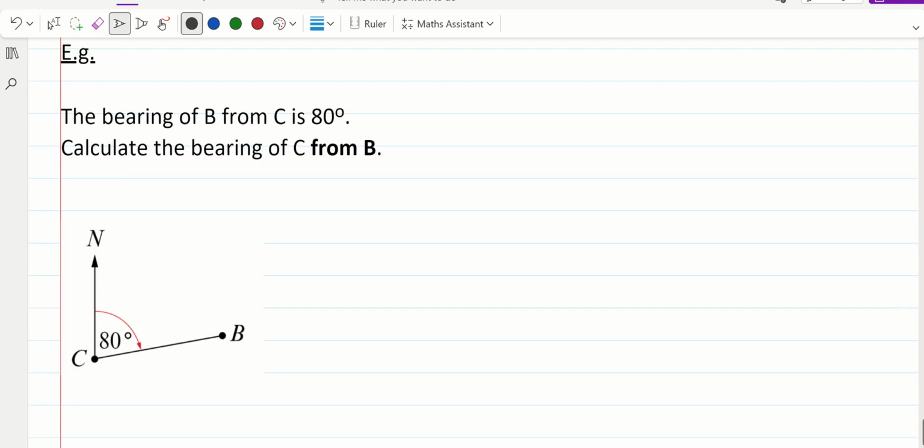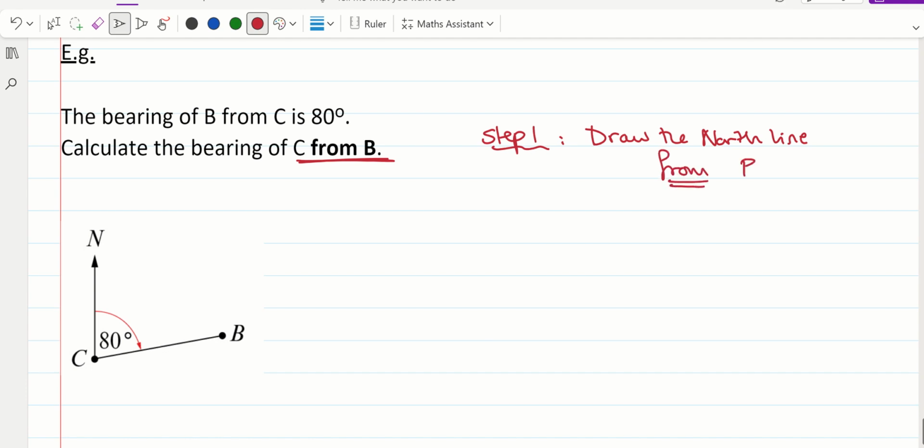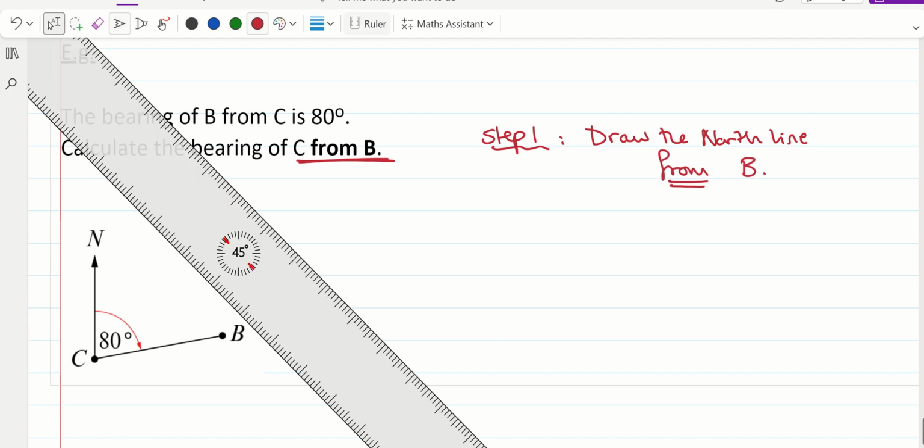And this one says the bearing of B from C is 80 degrees. Calculate the bearing of C from B. Well, the first thing you must do from B is draw the north line. So your step 1 is draw the north line from B, because my starting point is from B.